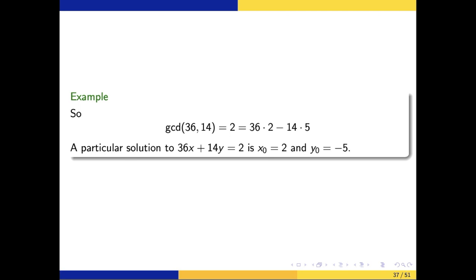And there we have it. The GCD of 36 and 14 is 2, which equals 36 times 2 minus 14 times 5. 36 times 2 is 72, and 14 times 5 is 70. And indeed, 72 minus 70 is equal to 2. And so a particular solution to the equation 36x plus 14y equals 2 is x naught equals 2 and y naught equals minus 5.